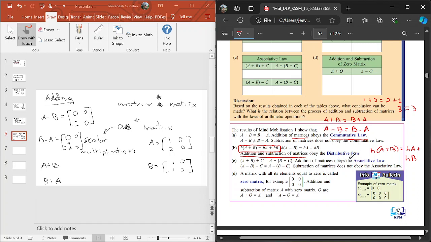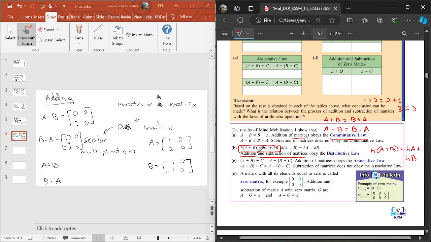All of these are kind of common sense, but if they ask you to prove it, then you need to give examples of two matrices and actually do it, actually add and actually multiply things, so that you can prove that this happens in real life.